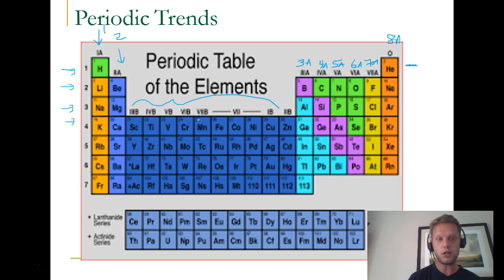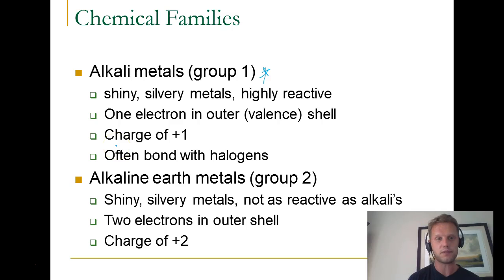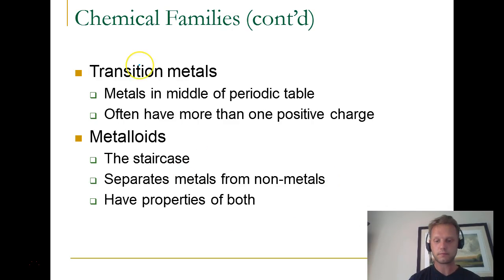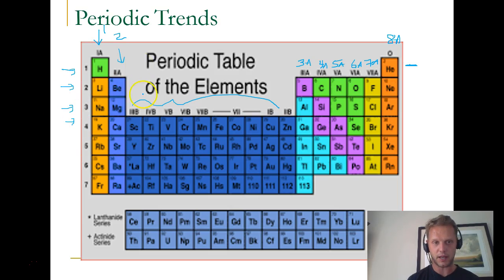In group 2, right here, we have the alkaline earth metals. If you look on your periodic table, you see that it's actually labeled as such, alkaline earth metal. They have 2 electrons in their outer shell. We call these valence electrons again, and we'll learn what that means. And they have a charge of 2+. In the middle of the periodic table, the guys I said don't worry about, these guys are known as the transition metals.